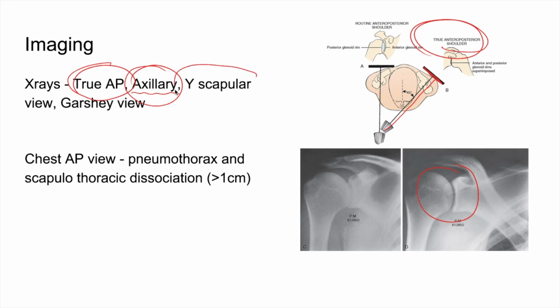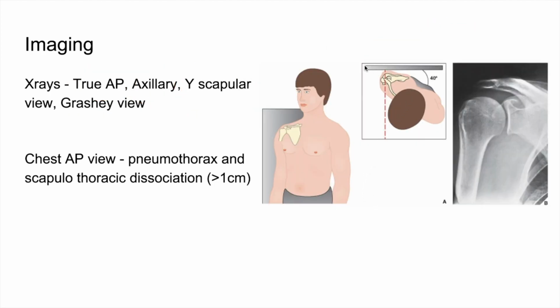A Y scapular view also must be done, which all of us know how to do. And then a Grashey view. So how do you do the Grashey view? It's the Grashey view. The plate is kept, or the patient is tilted about 45 degrees anteriorly to the plate, and the beam is passed right through this.